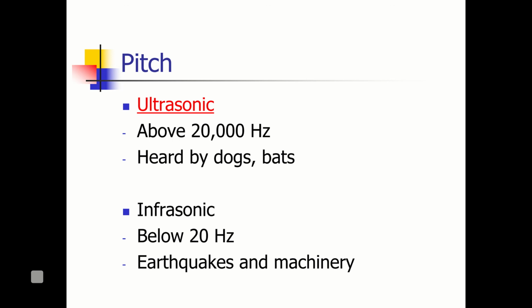There are what we can call ultrasonic or infrasonic sounds. Ultrasonic basically means that the sound is above what we can hear. So obviously dogs and bats, there are certain animals that can hear higher ranges of sound than we can. And then there's what's called infrasonic, or below what we can hear, below 20 hertz. And this is what earthquakes and machinery sometimes vibrate at, where you can't hear them vibrate, but you can sometimes feel that vibration.